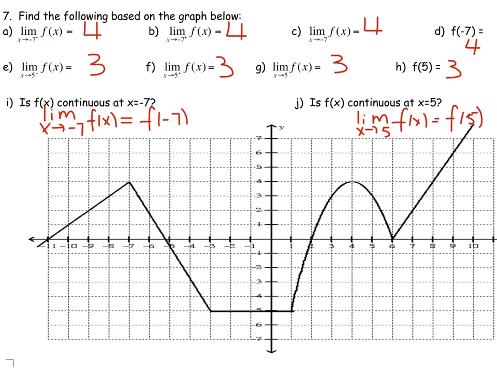So for letter I, I write limit as x approaches negative 7, f of x equals f of negative 7. For J, I wrote limit as x approaches 5, f of x equals f of 5. Only when your limit value agrees with the function value can you say the function is continuous at that particular x.